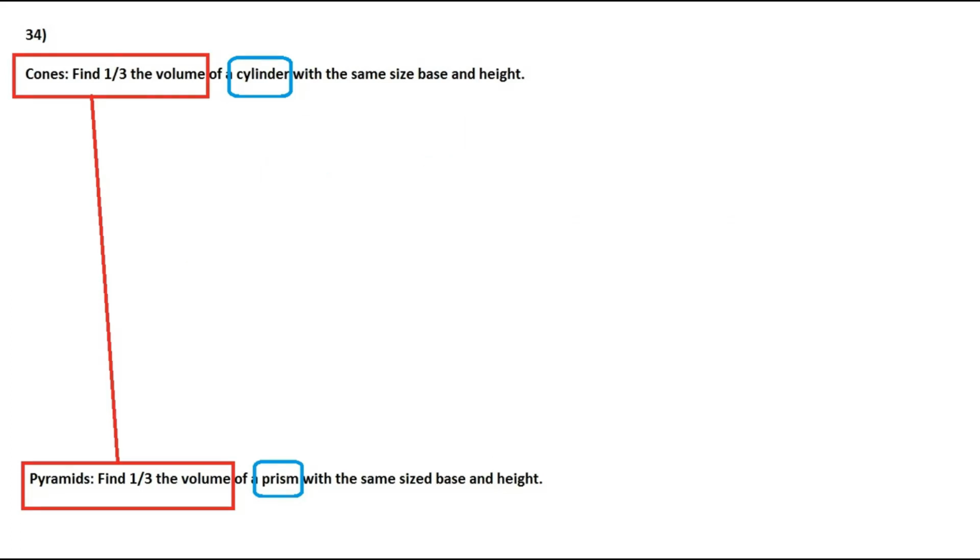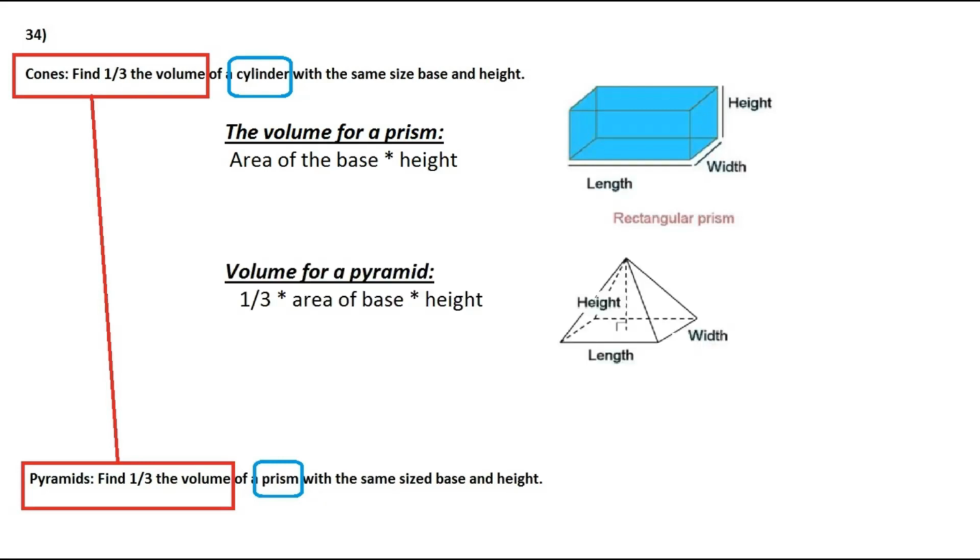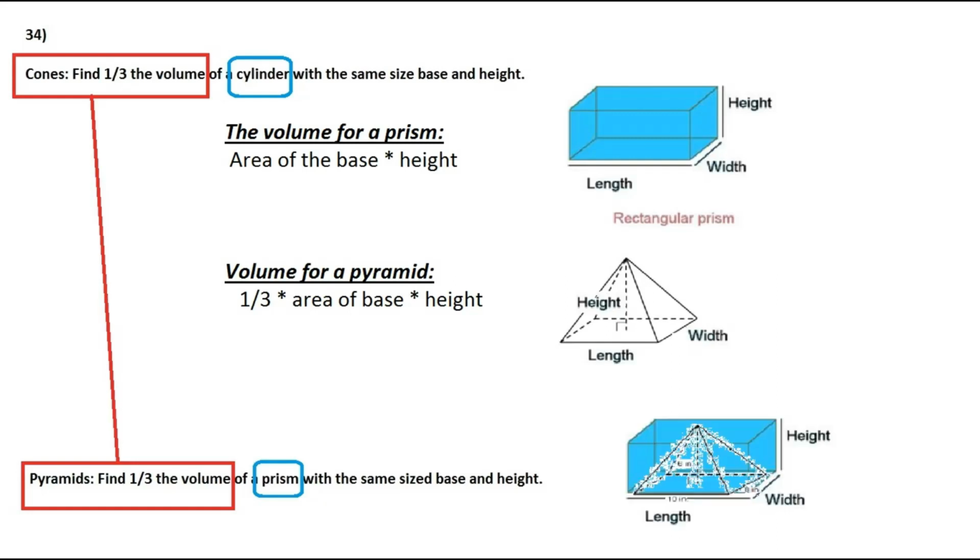So again, what does that look like? Well, if we start with a rectangular prism, it's just the area of the base times the height, length times width times height. If we look at the volume for a pyramid, it's 1/3 of length times width times height. So let's superimpose those two. You can see down there at the bottom, the pyramid is only taking up 1/3 of the volume of that prism. All right, and that's it. That's how we compare and contrast cones and pyramids.